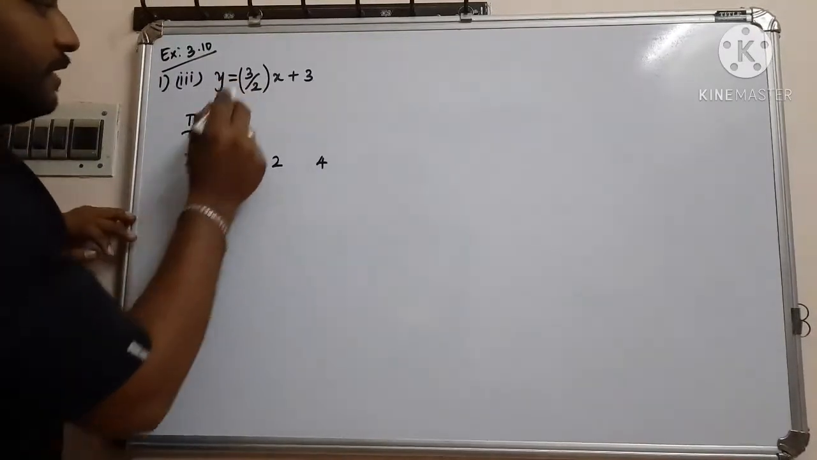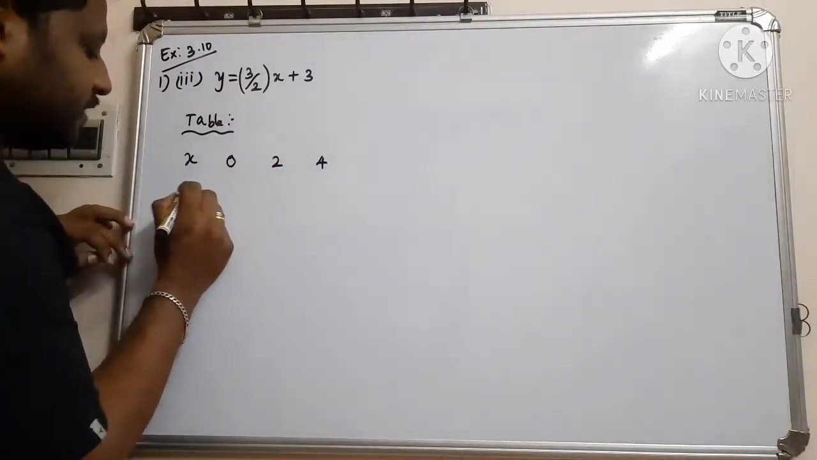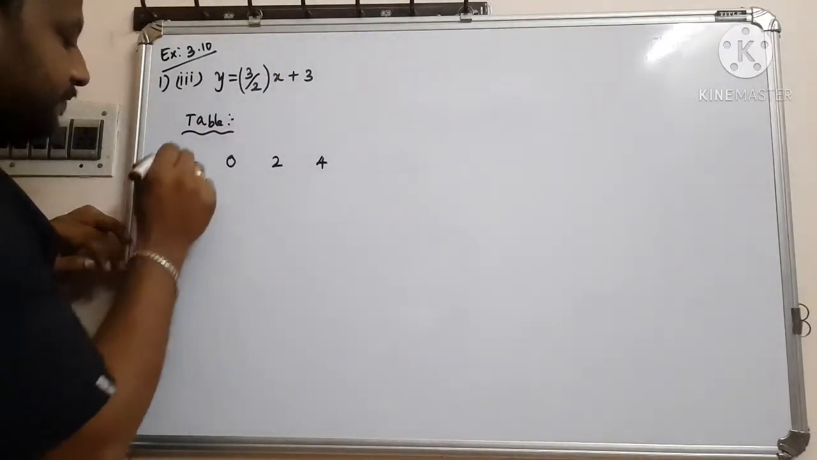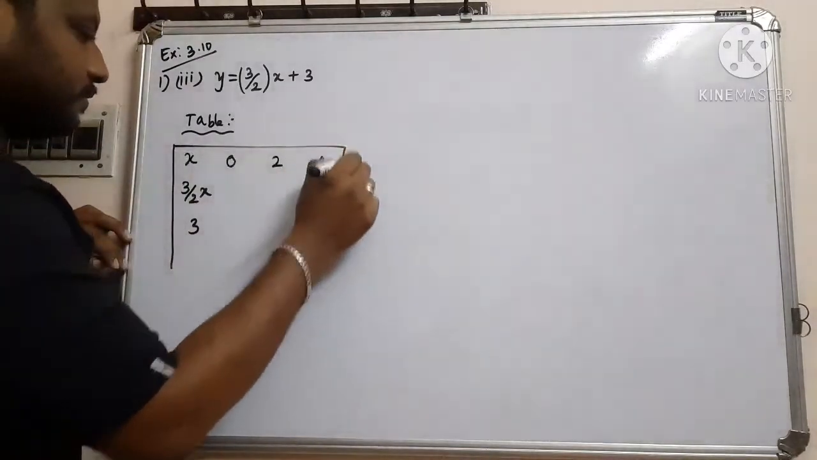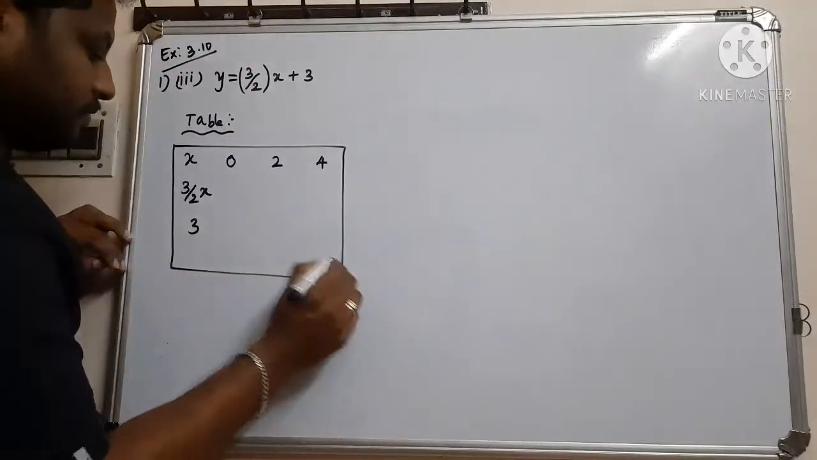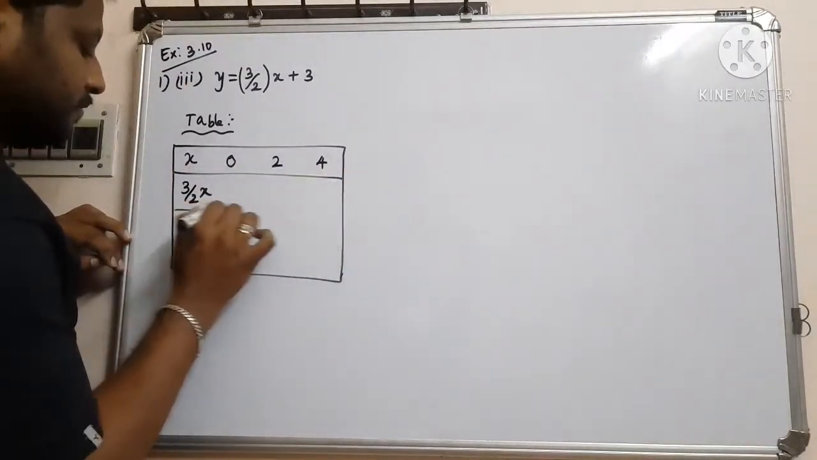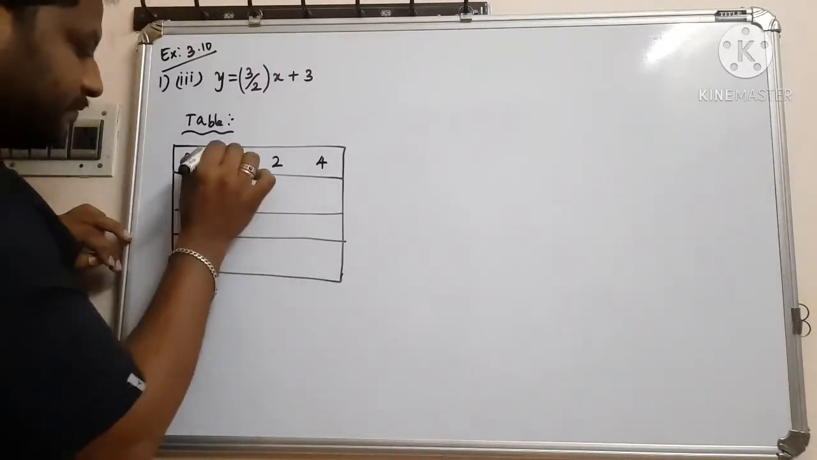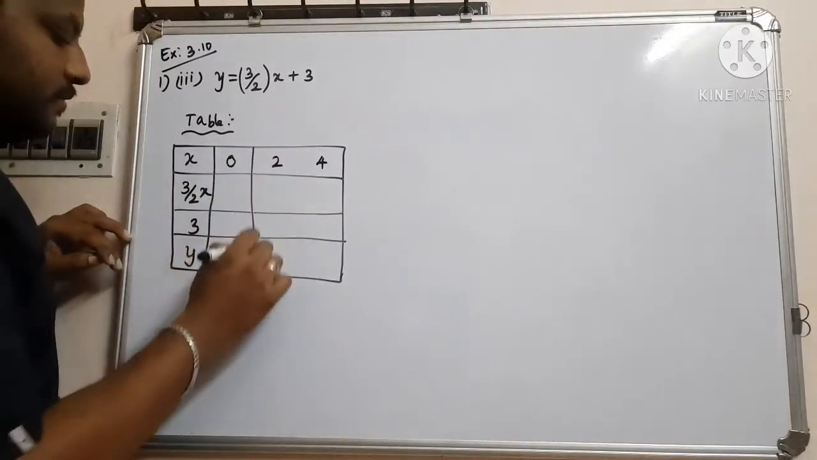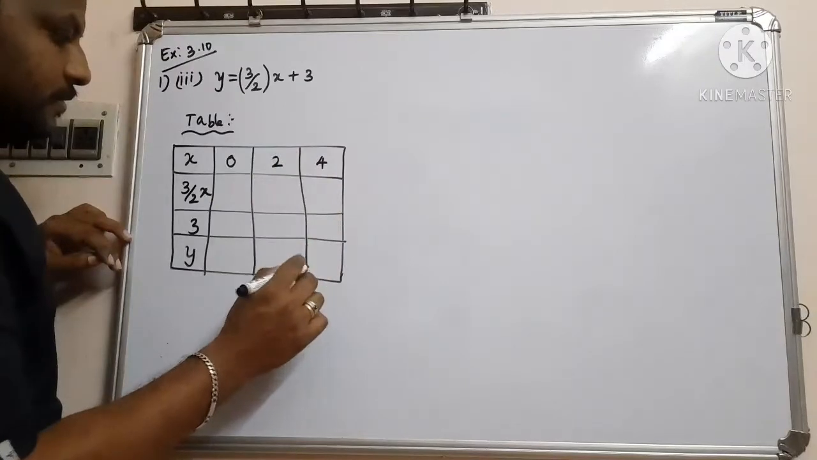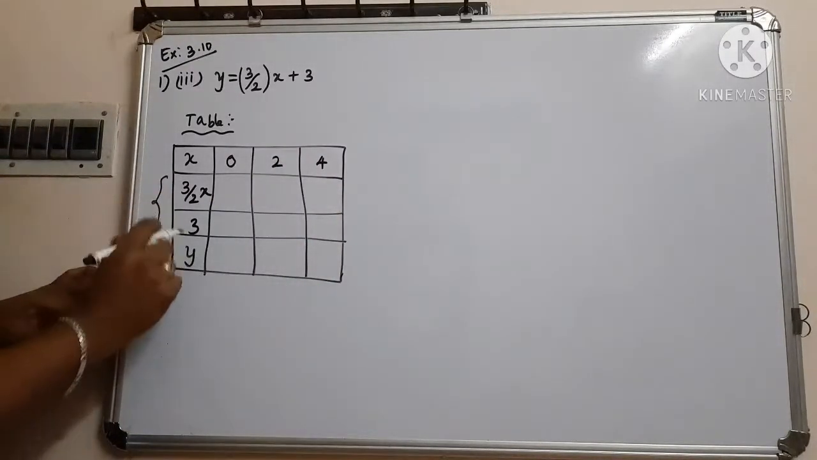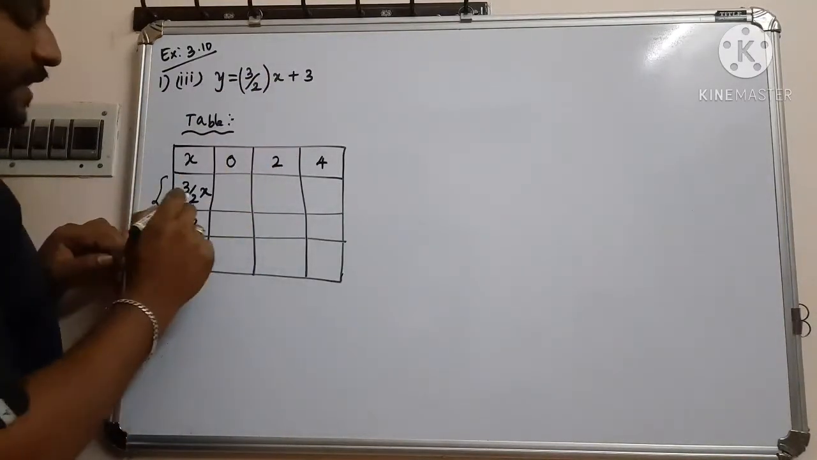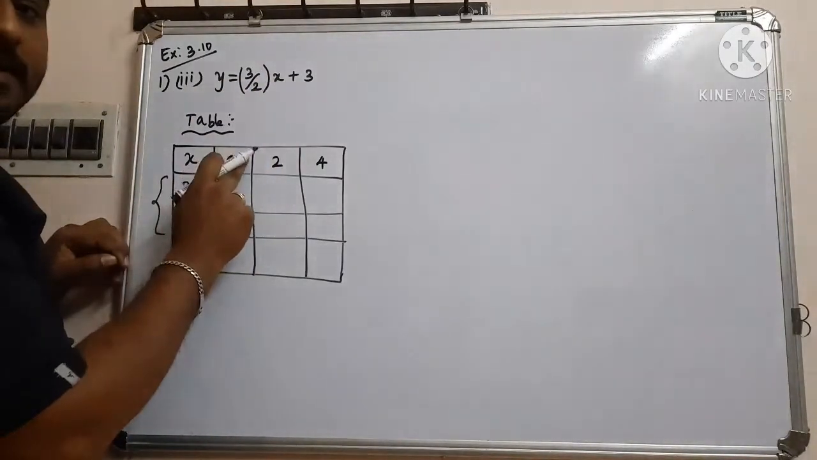And then you have to write the x value as 3/2x. Next one is 3/2x. And the next one is plus 3. So last y. Adding these two gives the y value. That is y is equal to 3/2x plus 3. So 3/2 must be multiplied with x.